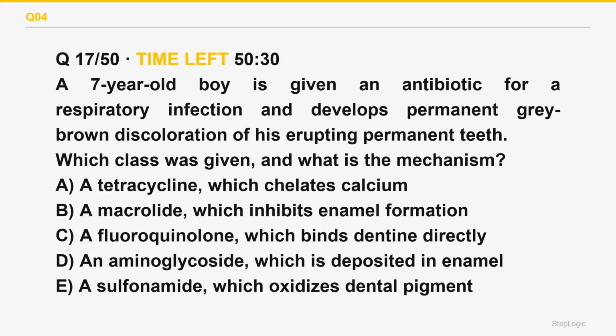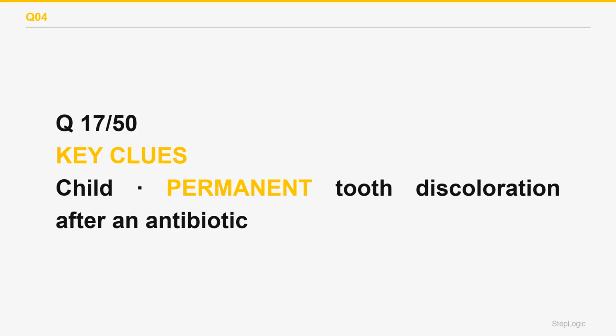Which class was given, and what is the mechanism? A 7-year-old boy is given an antibiotic for a respiratory infection and develops permanent gray-brown discoloration of his erupting permanent teeth. Read the command. Which class and the mechanism? Pediatric antibiotic contraindications are a short list with specific reasons. Tetracyclines chelate divalent cations, and that single chemical property explains nearly everything about them.